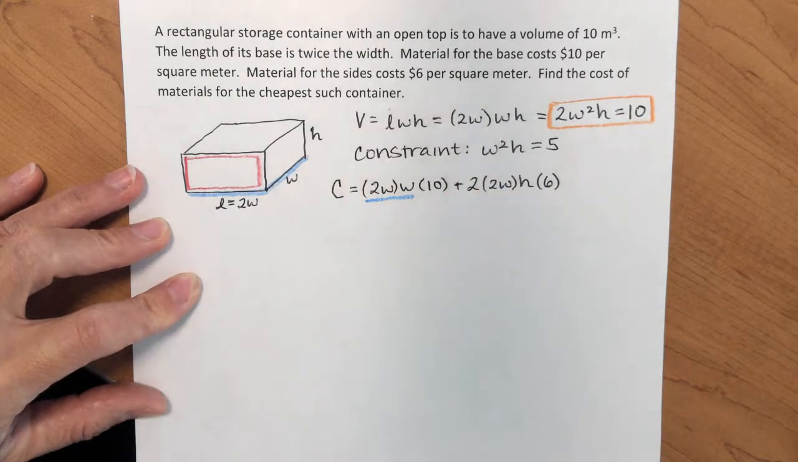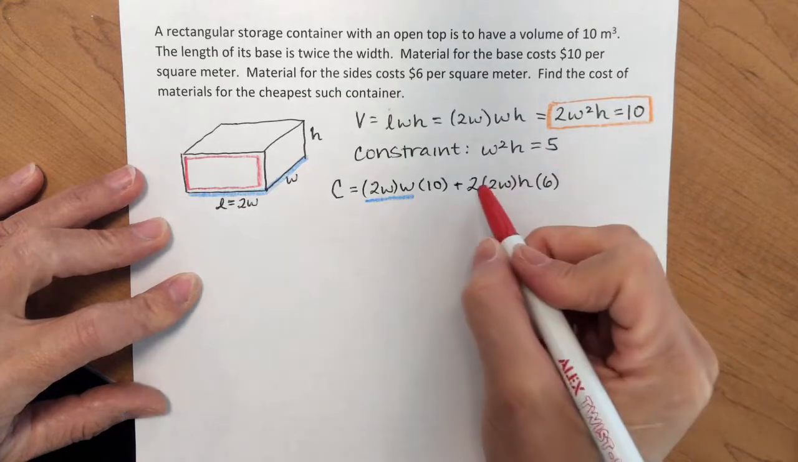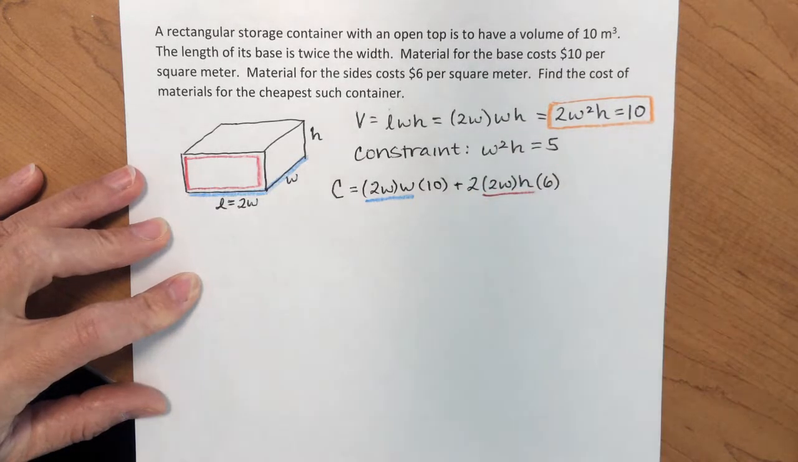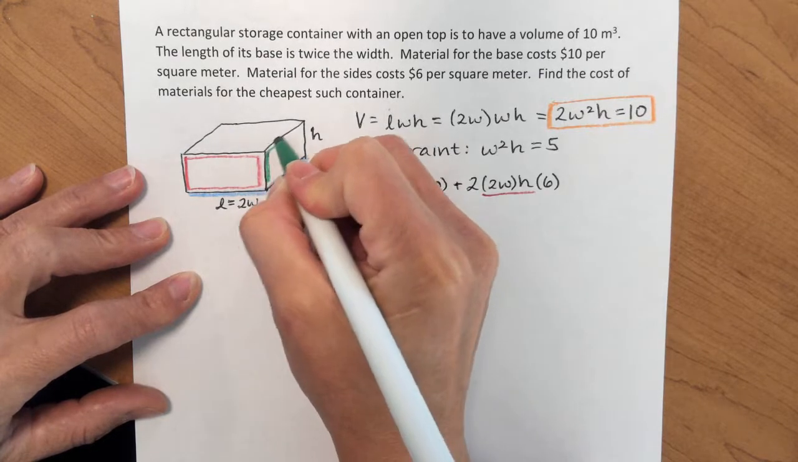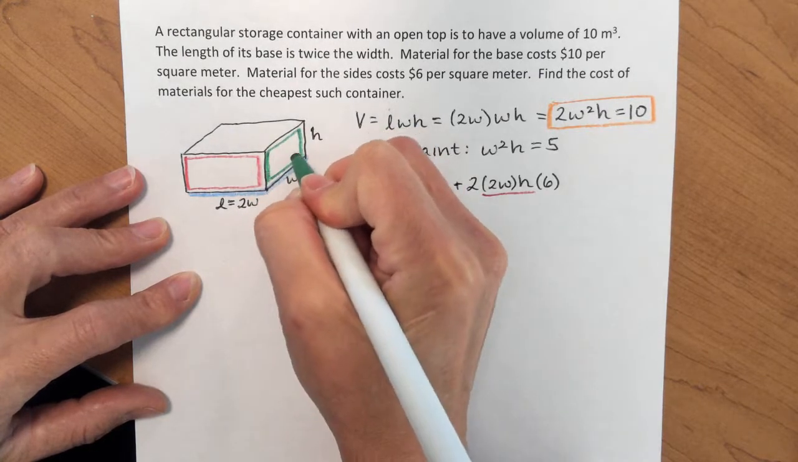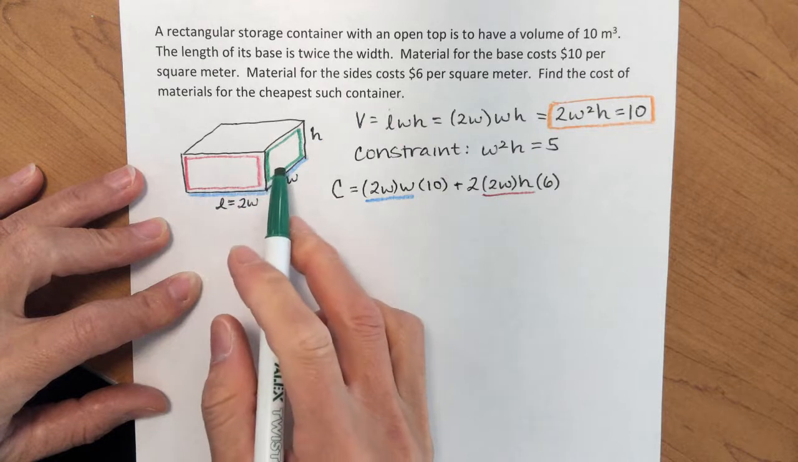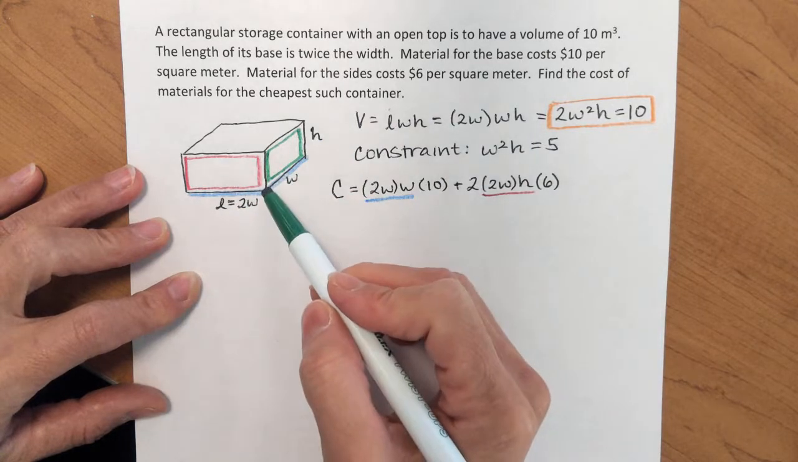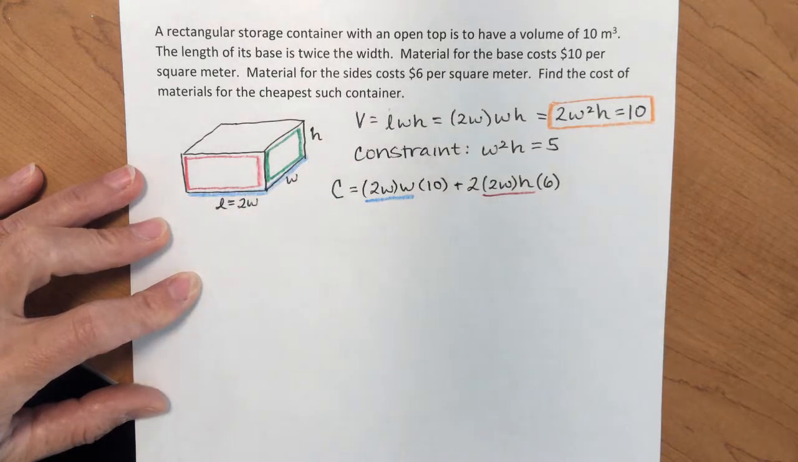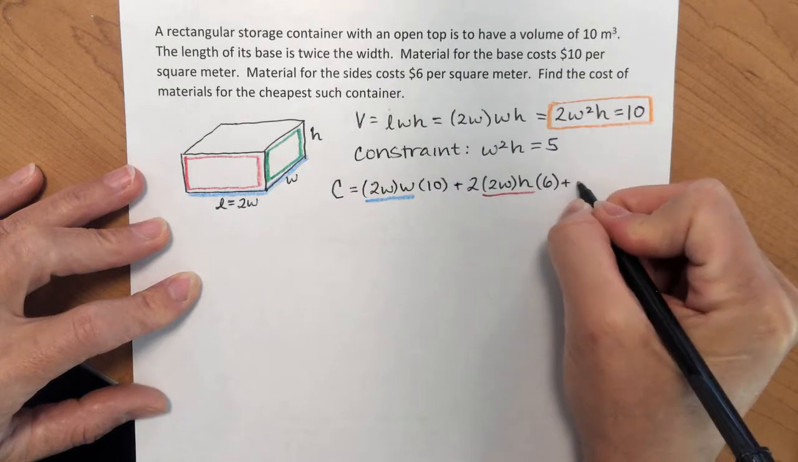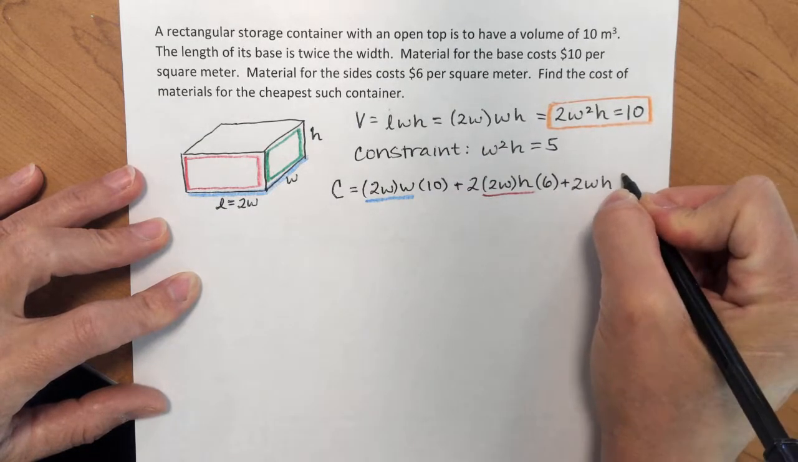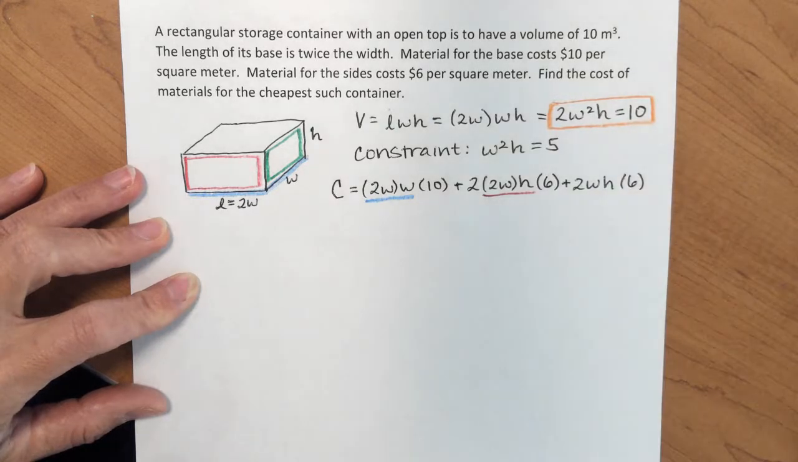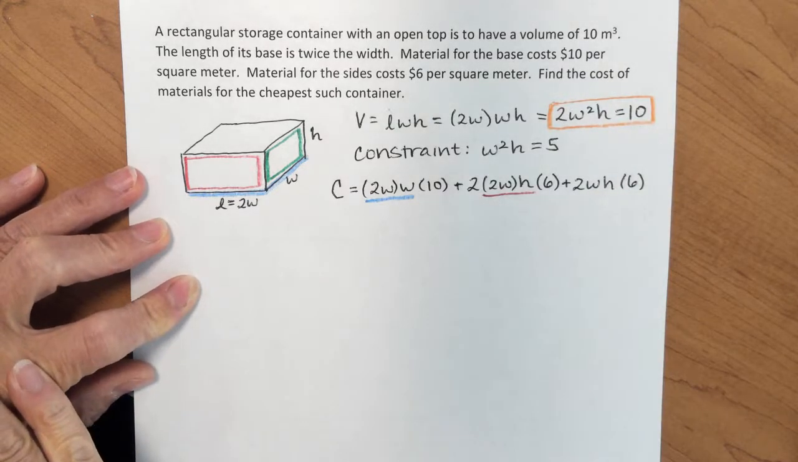$6 per square meter. And then I've got the left and right sides of my box over here, and there are also 2 of those, the left side and the right side. They each have an area of W times H. So that's 2 sides, W times H, at $6 per square meter per side.